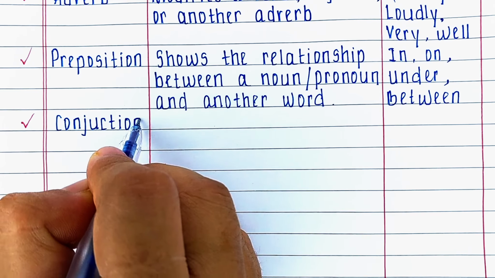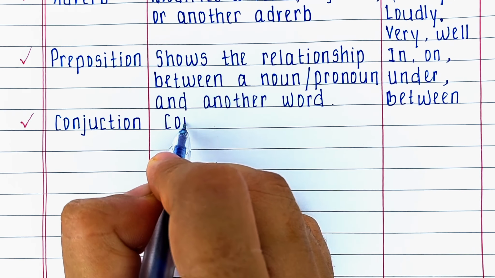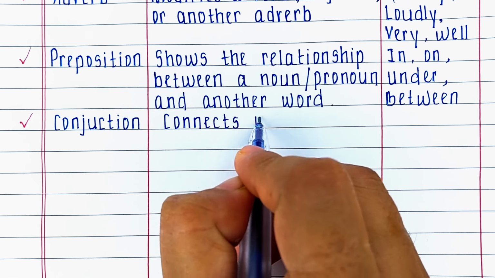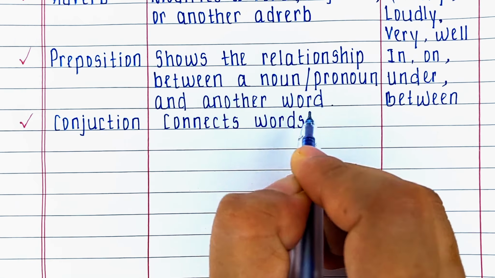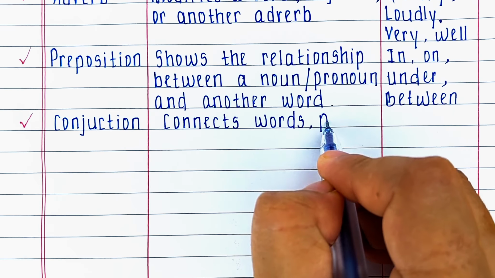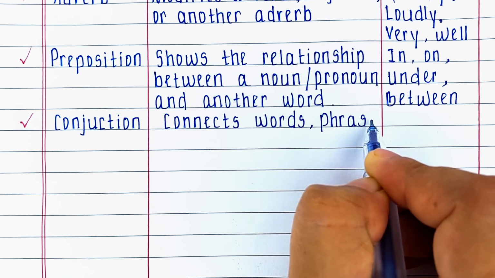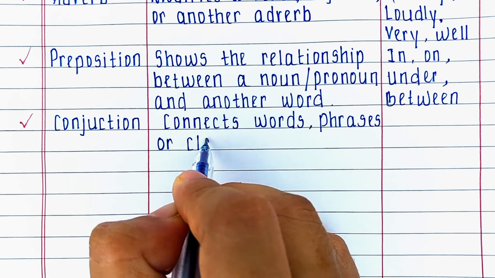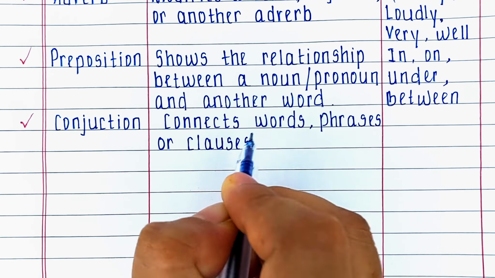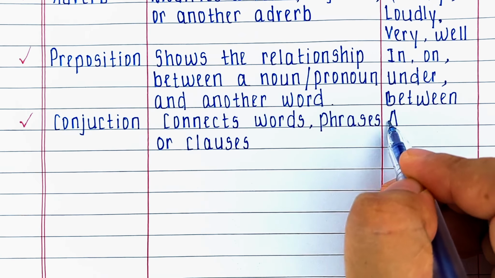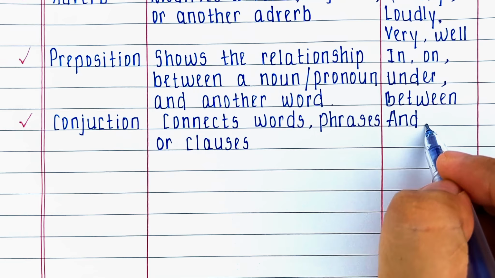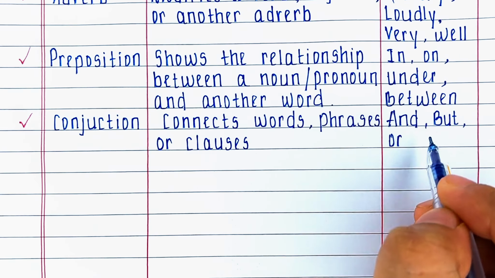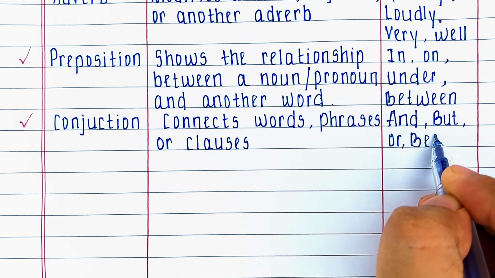Next part of speech is conjunction. Conjunctions are a part of speech that is used to connect two different parts of a sentence, phrases, or clauses. In other words, they connect words, phrases, or clauses. For example, and, but, or, because, although. All these are the examples of conjunction.